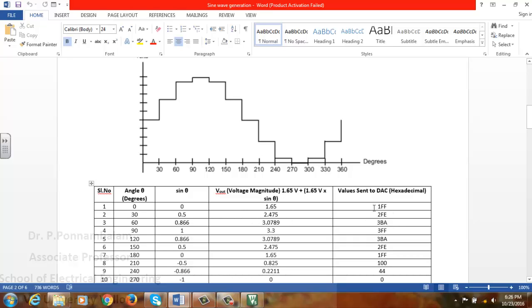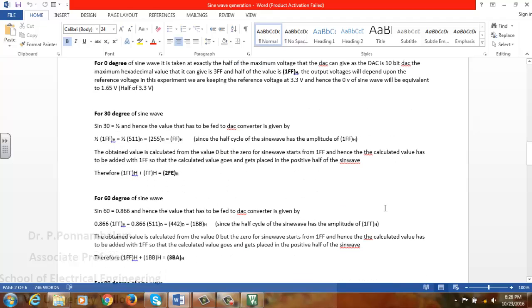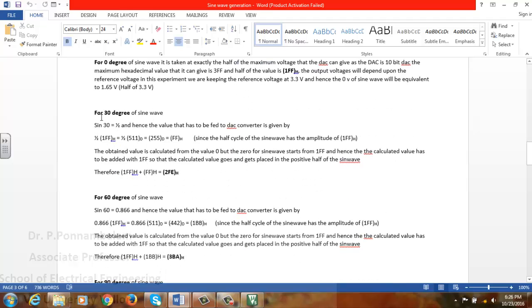Now coming to this 2FE, as far as the program is concerned, we are least concerned about these voltage values. We are more concerned about the samples that we are going to put. This is just to calculate what voltage will be obtained at the output. So 2FE is more important, so let us check how the 2FE is obtained. Sine 30 is 0.5 or 1 by 2.